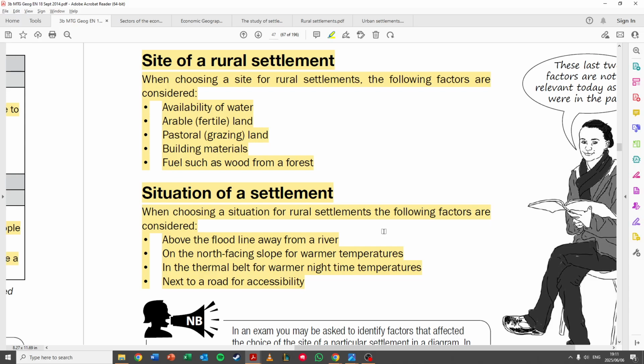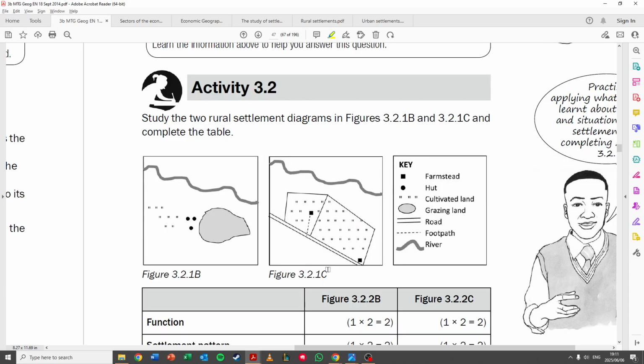So certain places, if we have a river and we know that this river overfloods, then if a settlement were to form in an area, they typically wouldn't have formed it right on the riverbed. They would have looked for a place that's a little bit higher up. And there's obviously like a dry point settlement and a wet point settlement. Then on the north-facing slopes for warmer temperatures, in the thermal belt for warmer nighttime temperatures, especially with your valleys, because obviously this can have a massive impact. And if you have a road, since that can help with accessibility.